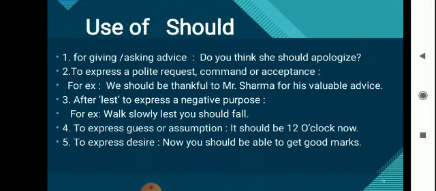Next is the use of should. Now where do we use should? For giving or asking advice. Whenever we want to give some advice to someone or we ask for someone's advice, and to express a polite request, command, or acceptance. And the third point is important: with lest, when we want to show negative purpose, we use should.